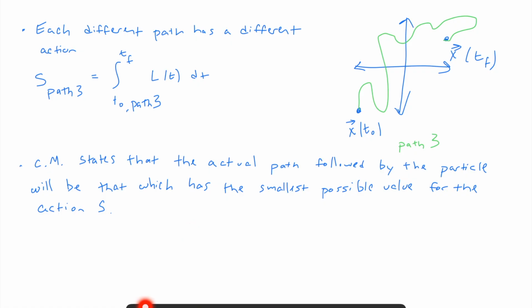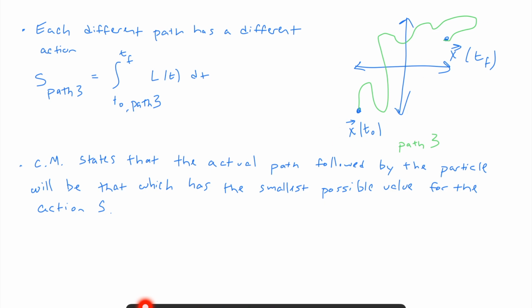Here's the big statement. Classical mechanics states that this is actually the law of physics that nature follows. So instead of saying it follows Newton's laws 1, 2, and 3, it looks at physics from a very different perspective, which is actually a more powerful and still consistent way with Newtonian mechanics of looking at it. And it states the following: the actual path followed by any particle in the universe will be the path which has the smallest possible value for the action S.